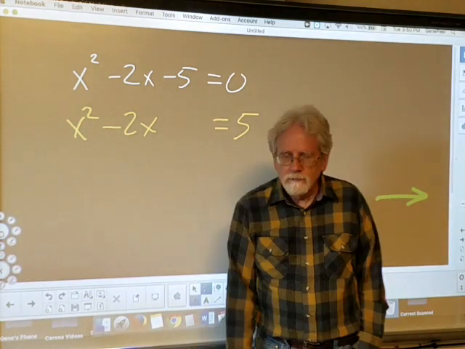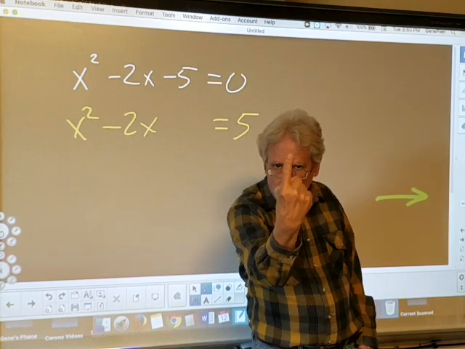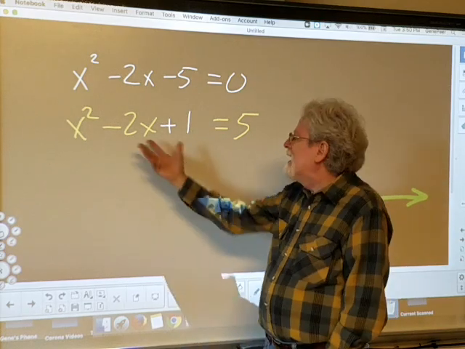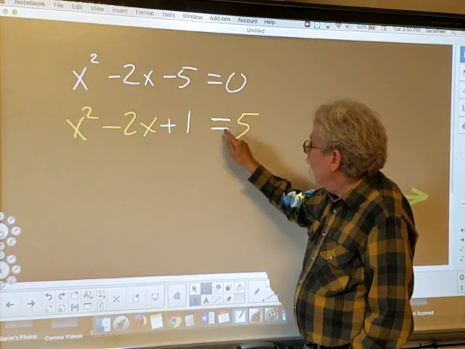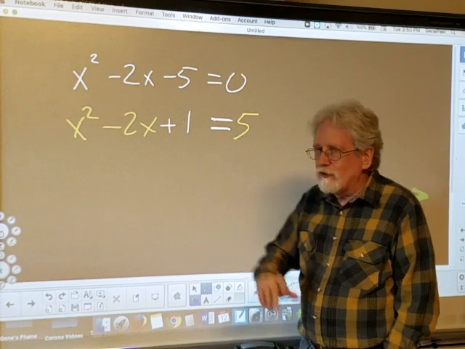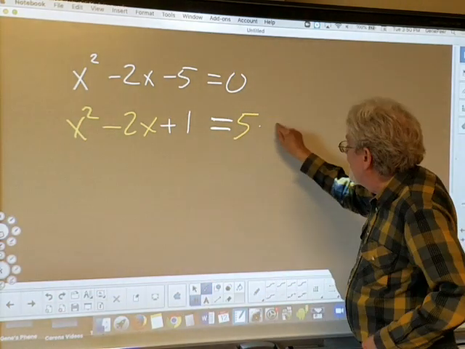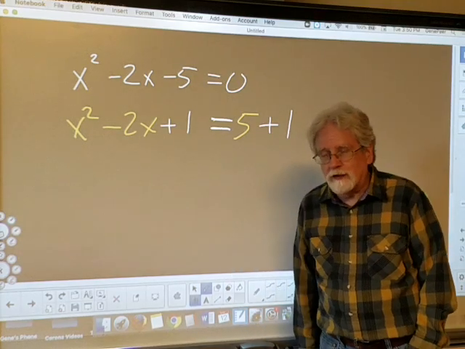Half of 2 is 1. 1 squared is 1. I will add 1. And since when can we go around just adding 1 to an expression? Since we had an equation. Because it's an equation, I can add 1 to the left side as long as I keep the scales balanced. Yes, don't forget to add it to both sides, otherwise you butchered the whole thing.